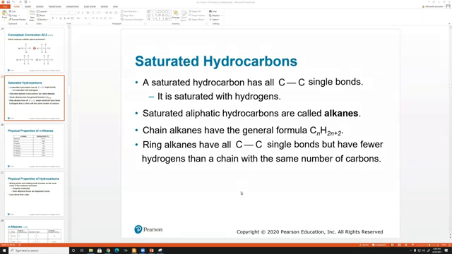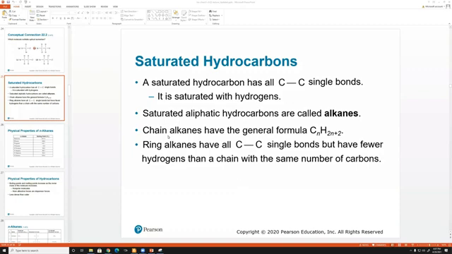All right, so in the second part of chapter 22, we're going to talk about naming hydrocarbons and hydrocarbon reactions, mainly those two things. So first, we did talk about this last week with saturated hydrocarbons, and we mentioned, what does it mean to be saturated? Saturated means with hydrogens, so the most amount of hydrogens that something could have.